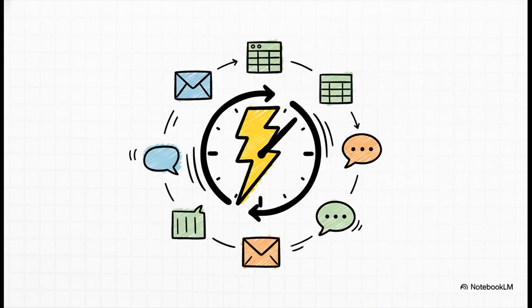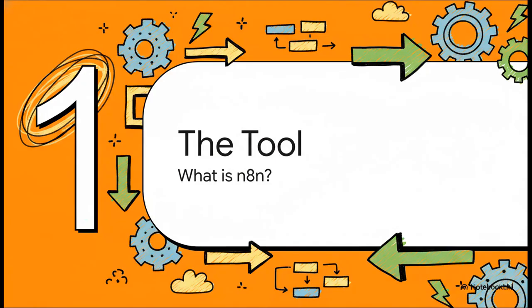But what if you could just get all those hours back? Imagine you could just teach your apps to talk to each other and handle all that stuff for you. Well, that's not some sci-fi dream. It's a real superpower called automation. And believe me, it's way more accessible than you might think. Okay, so how do you get this superpower?